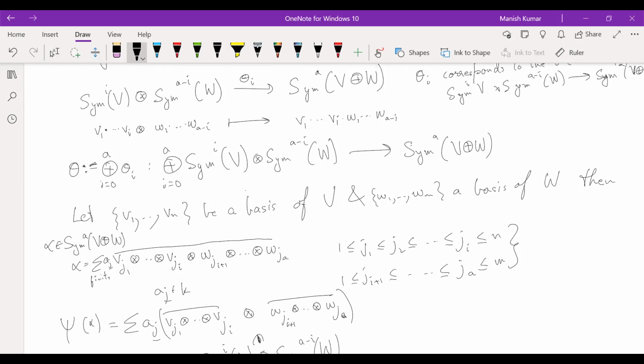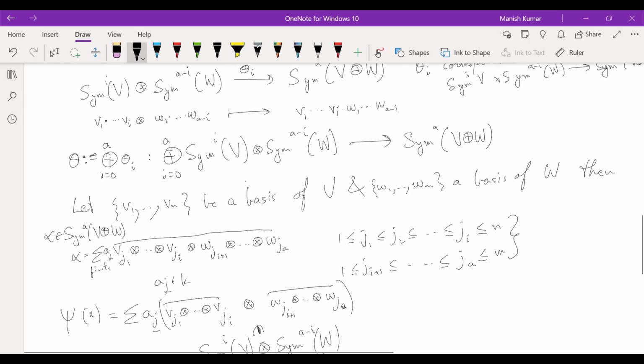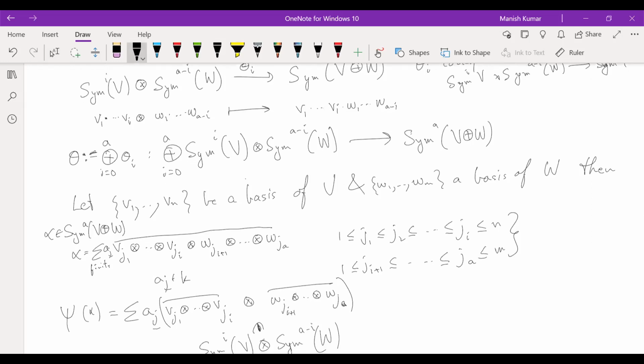Because this does form a basis, these tensors do form a basis of V plus W. So V1 to Vn, comma W1 to Wm is a basis of V plus W. So you can write it this way: you collect all the terms which lie in V and order them in this way, and you get something like this.